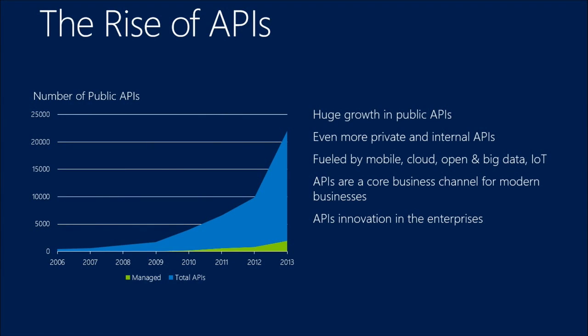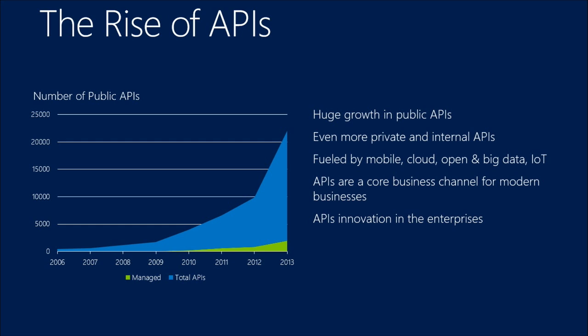So if we look at the growth of APIs recently, you'll see that there's been this huge exponential growth curve in the number of publicly registered APIs. Underlying that are even more private and internal APIs. A lot of people talk about it like an iceberg, where the public APIs are the tip, and underneath is this behemoth of private and internal APIs. And that's being fueled by mobile, social, cloud, open, big data, Internet of Things. All of these internet era technology motions are driving a huge growth in APIs because they're all dependent on it.